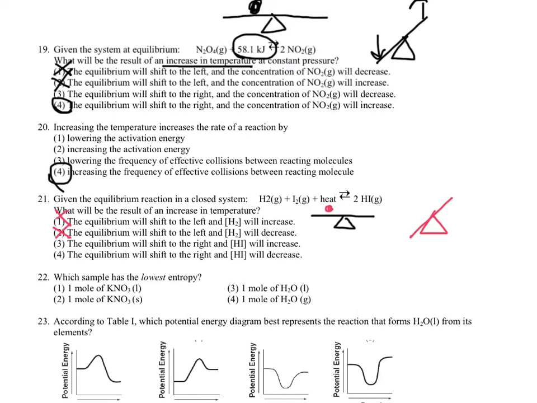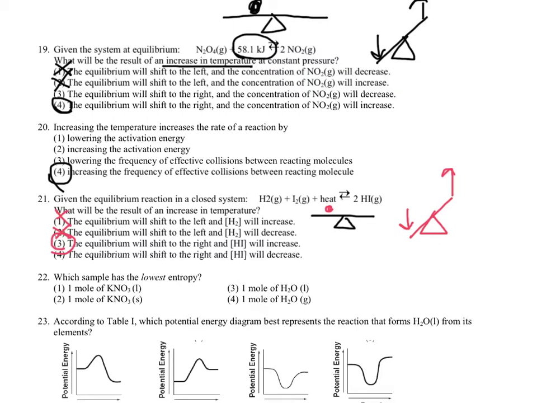Now, when equilibrium shifts to the right, remember everything on the left, all of the reactants concentrations will go down, and all of the products concentrations will go up. So our hydrogen iodide increases.